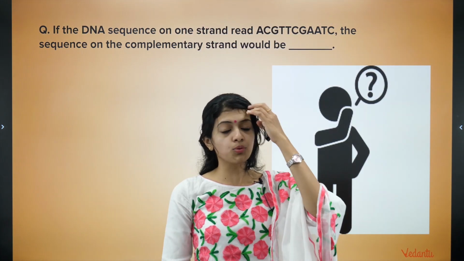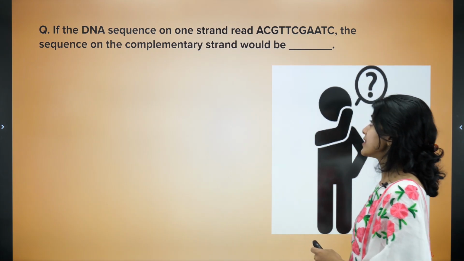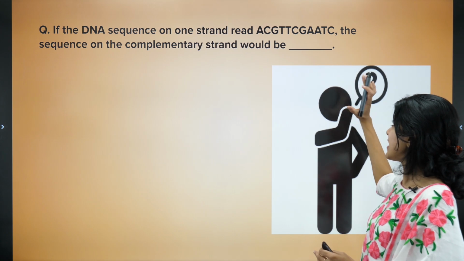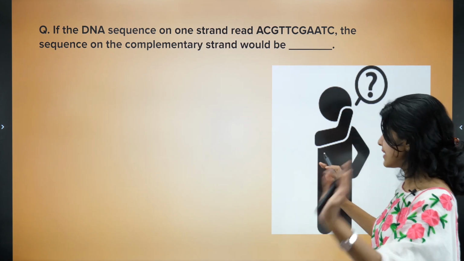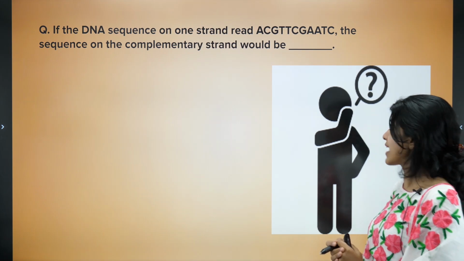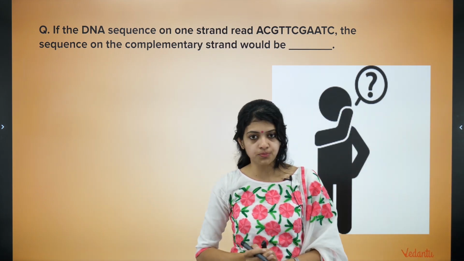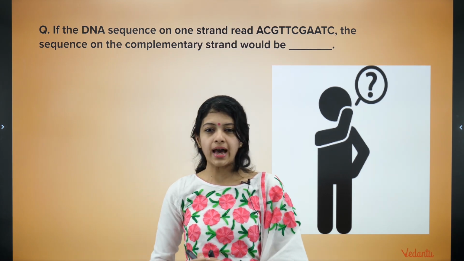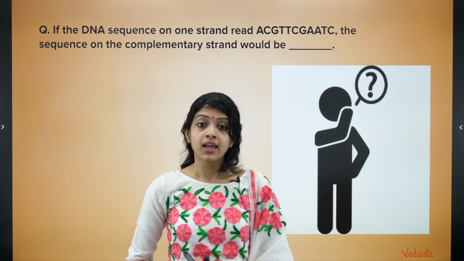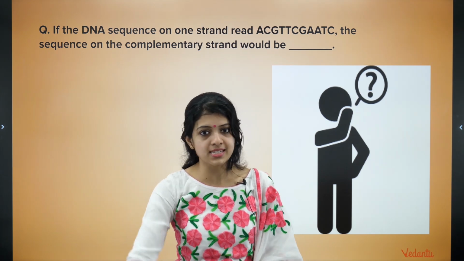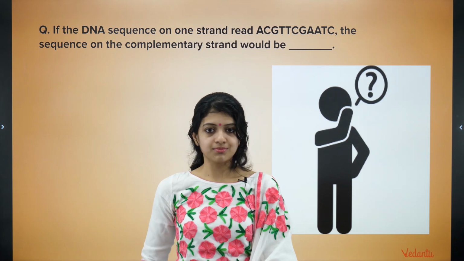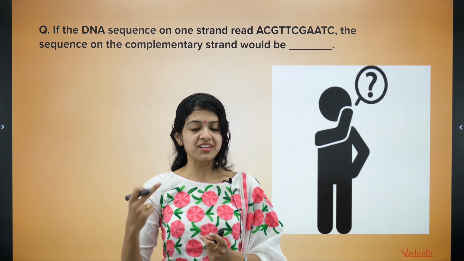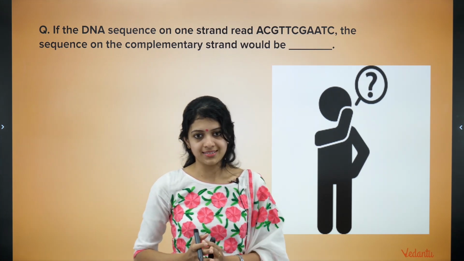And here is your homework question for the day. If the DNA sequence on one strand reads ACG, TTCG, AATC, then the sequence on the complementary strand would be dash. Look at the question very clearly. Come up with the quickest possible answer. Think of the base pairing rules. Let's see who is giving the fastest and most correct answer. Again, this cannot have multiple answers because it is just crystal clear if you know the rules.